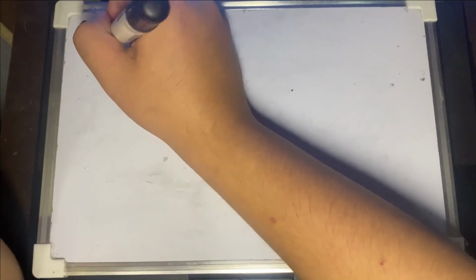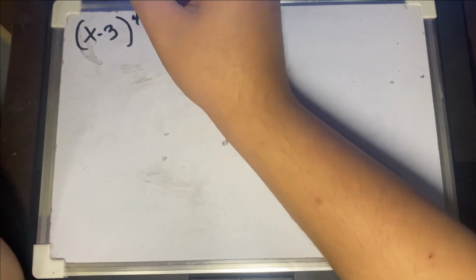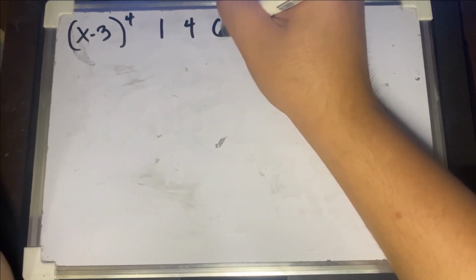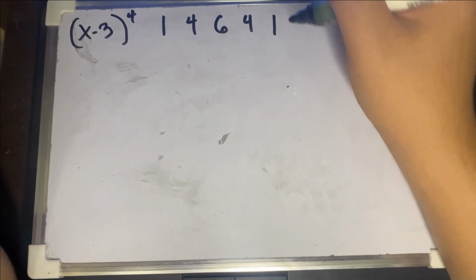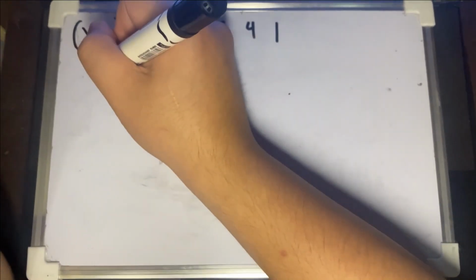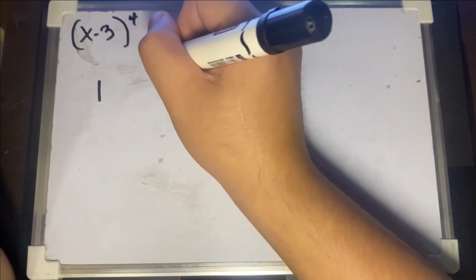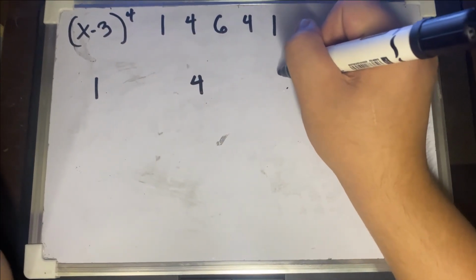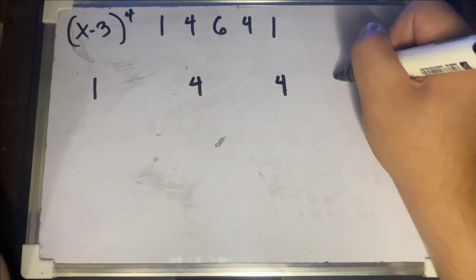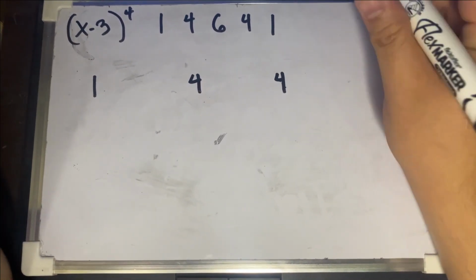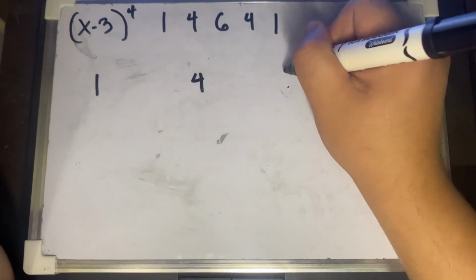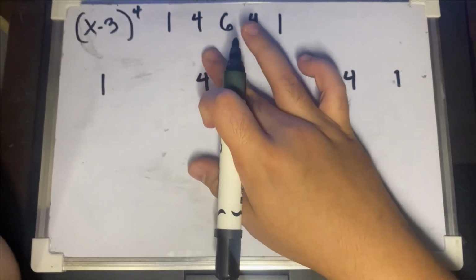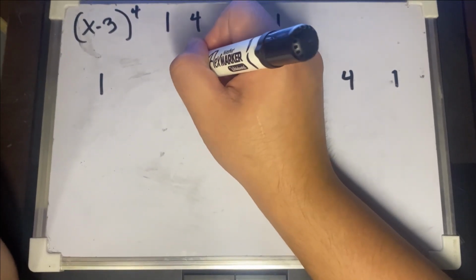Example 2: x minus 3 raised to 4. When solving this problem using Pascal's triangle, we need to put 1, 4, 6, 4, 1, because the exponent is 4. Then we're gonna write it down. 1, 4, 6, 6, 4, 1. Just gonna arrange it because I need a lot of space.